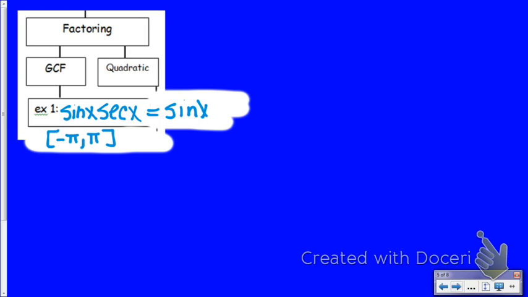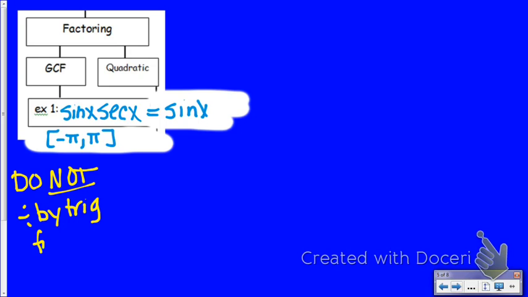What we are not allowed to do when it comes to solving trig equations, you cannot divide by a trig function. If you do, you will lose part of your answers. Okay, so you do not divide by a trig function, because we'll lose part of our solution.